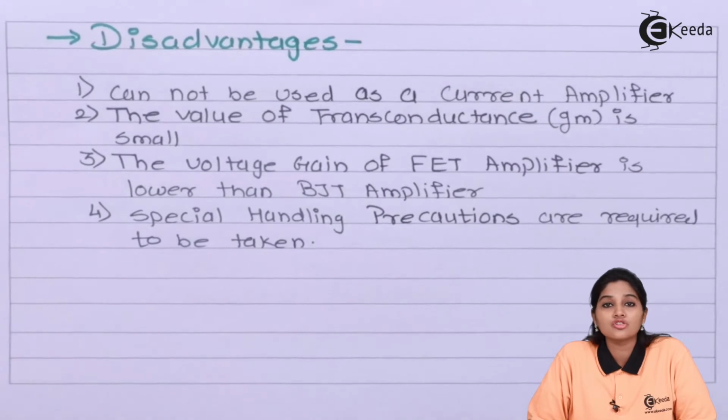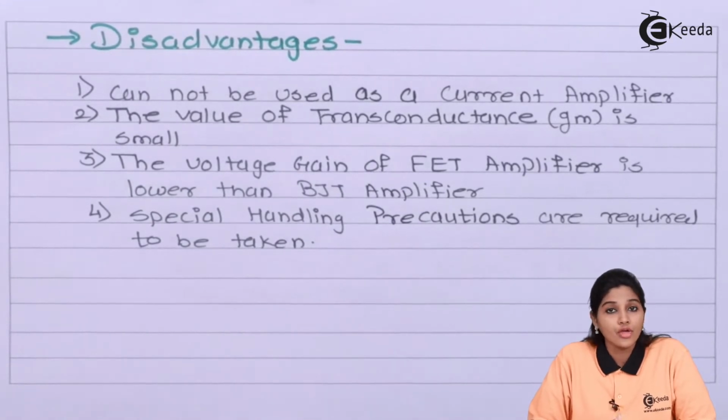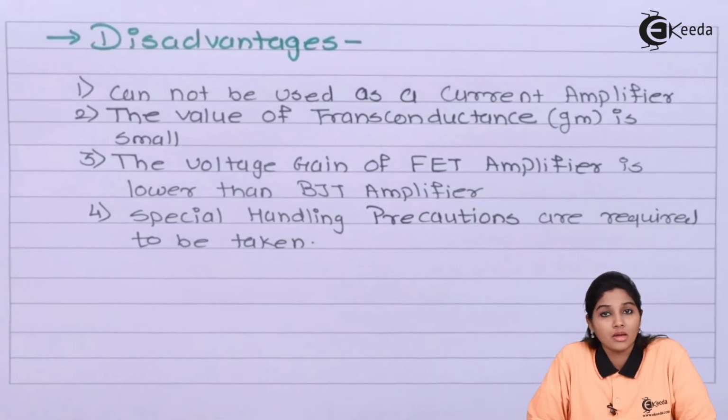The first disadvantage of FET is that it cannot be used as a current amplifier. As we know, the FET is a voltage controlled device. That means the output current is controlled by the input voltage, that means gate to source voltage, and therefore FET cannot be used as a current amplifier.